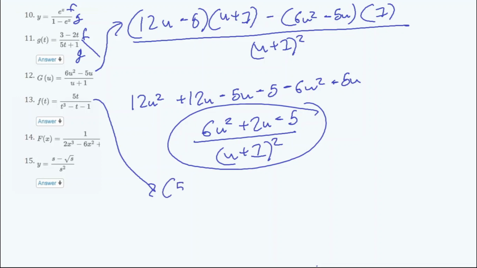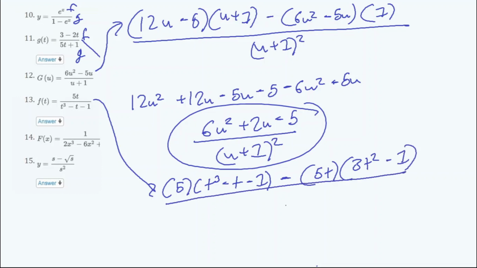So it's going to be 5 times g, which is going to be t squared minus t minus 1. I could have also replaced t with something that doesn't look like an addition symbol, but minus 5t, and then the derivative of g, which is going to be 3t squared minus 1. And we're just going to put g squared in the bottom because I don't feel like writing that for now. But let's multiply all this out.